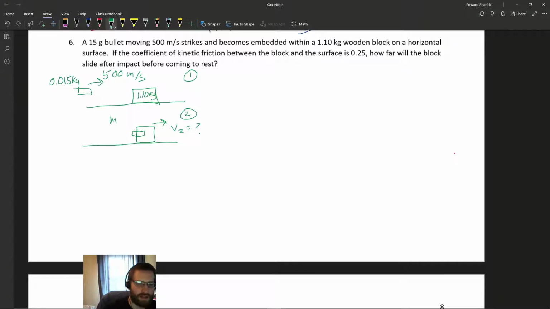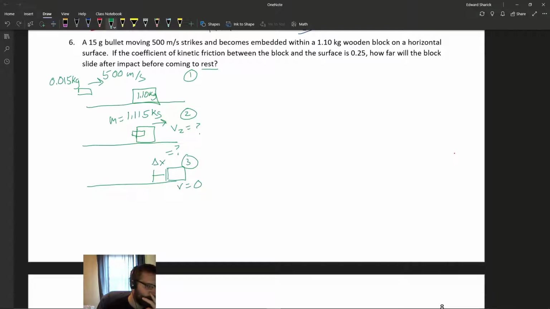And we have a combined mass of 1.115. And then finally, part 3, they're coming to rest. How far will the block slide after the impact before coming to rest? So, it travels some distance, delta x, where the block will then have a velocity of 0. And we want to know, well, how far did it slide?